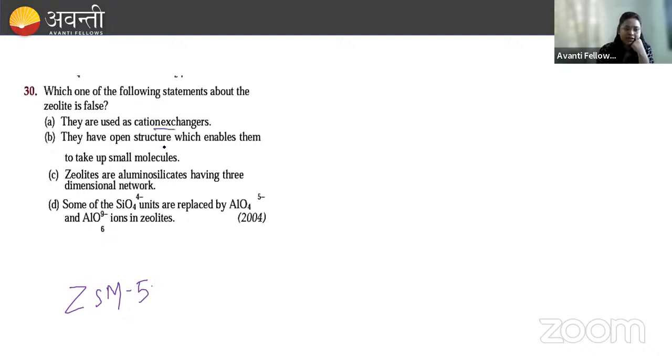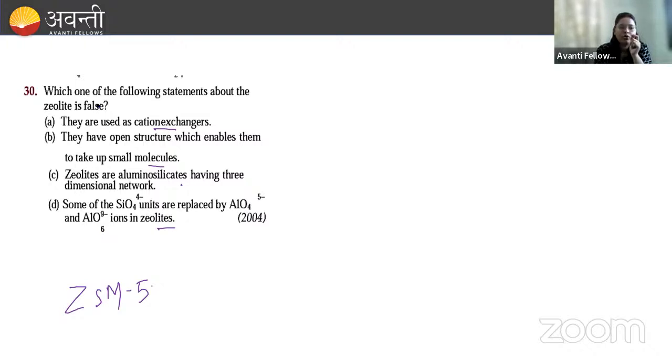ठीक है, they are used as a cation exchanger. They have open structure which enables them to take up small molecules. Next, zeolites are aluminosilicates having 3-dimensional structure. Next, some of the SiO4 4 minus units are replaced by AlO4 5 minus and AlO6 9 minus ions in zeolite.